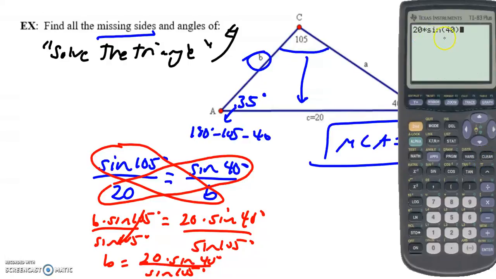So if I do 20 times the sine of 40, I would highly suggest putting the 20 before the sine, because if you didn't close the parenthesis, the calculator is tempting to say sine of 40 times 20 and put it all as the angle, and we don't want that. So if you type in 20 times the sine of 40 and press enter, you get 12.855, then you need to divide that answer by the sine of 105.